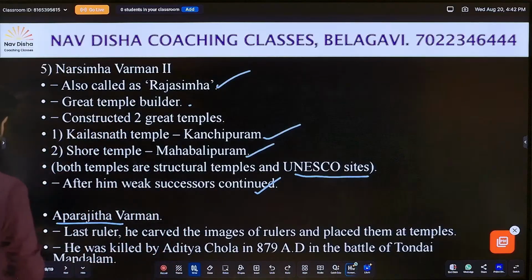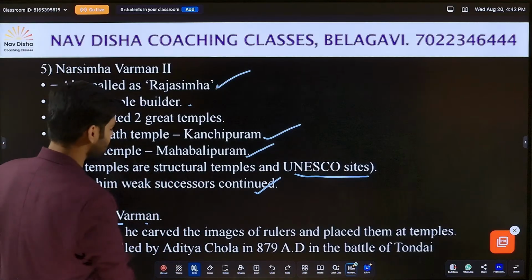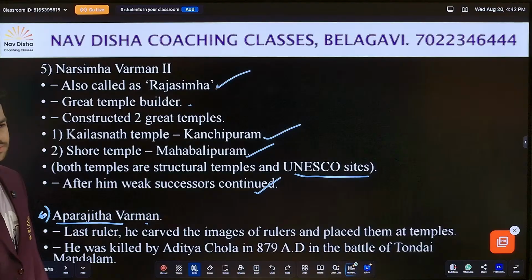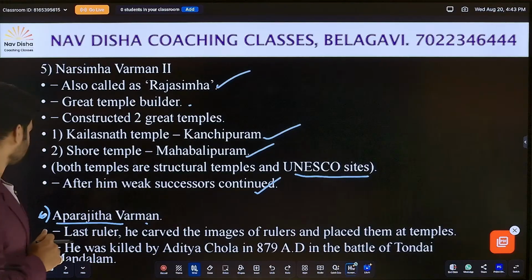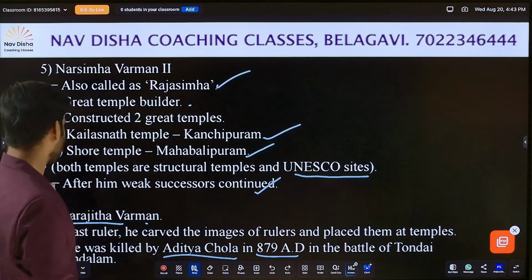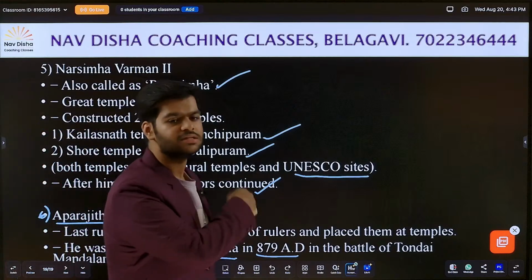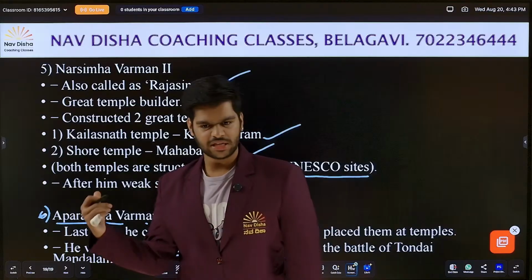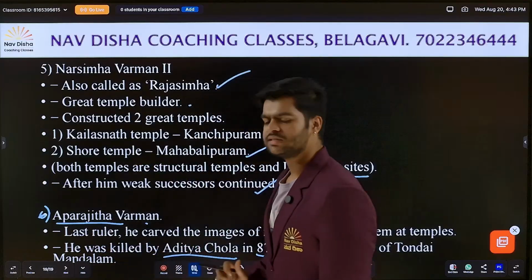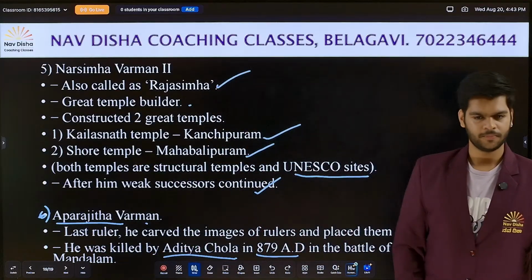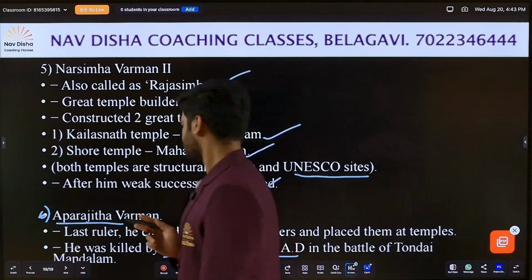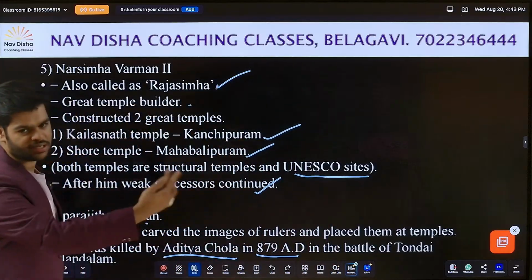Then comes Aparjita Varman, last ruler. He carved the images of rulers and placed them in temples. So he has placed ruler images or idols in temples. He was killed by Aditya Chola in 879 AD in the Battle of Tondai Mandalam, where Chola Empire started again. Sangam age ended when these people ended them in 575 and they started again in 879 AD by Aditya Chola. Understood? So in medieval history, we studied Chola Empire again. New kings are there. 879 means it comes in medieval history.